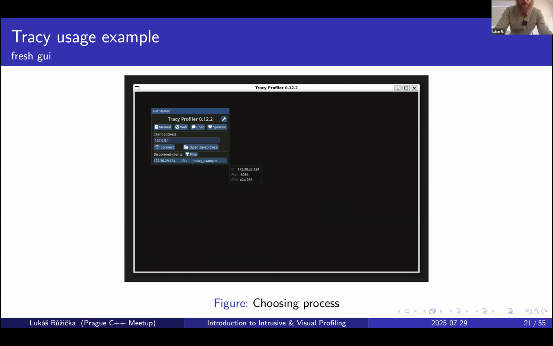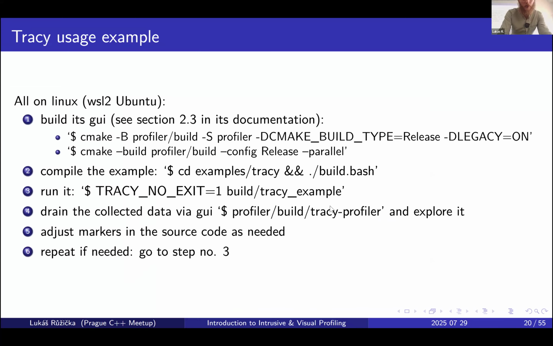If I return one page up, you see in the third point I'm setting the environment variable TRACY_NO_EXIT equals 1. This means that the application should wait for the profiler to collect the data from it, and only then terminate. That's how Tracy works, because internally I guess it starts a thread, and the thread opens a connection and collects all the data, and the connection waits until all the data is flushed to the GUI.